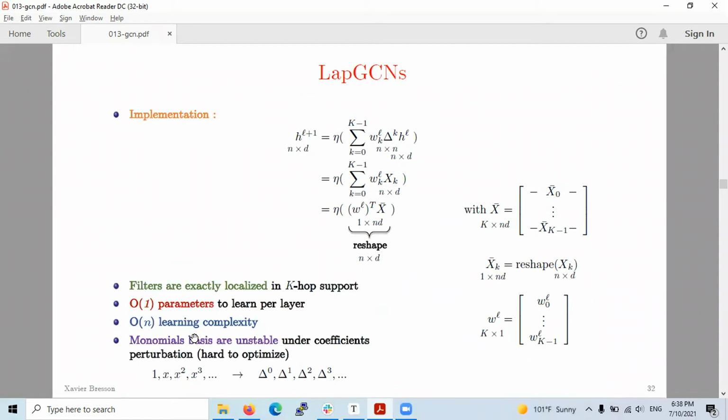Yes, and so this is a little more detail on how the recursive equations are factored in. And this is how the Laplacian DCNs are.